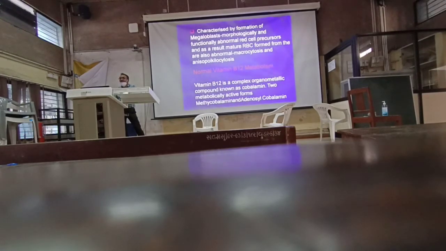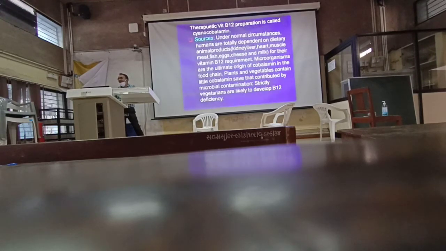That will lead to formation of megaloblasts, morphologically and functionally abnormal red cell precursors, and as a result the mature RBCs formed from them are also abnormal: macrocytosis and anisopoikilocytosis. Okay. Normal vitamin B12 metabolism: B12 is a complex organometallic compound known as cobalamin. Two metabolically active forms, methylcobalamin and adenosylcobalamin, are present. Therapeutic vitamin B12 preparation is called cyanocobalamin.